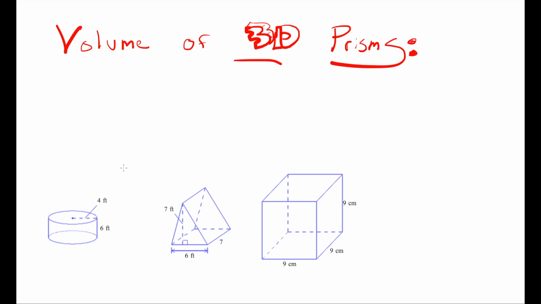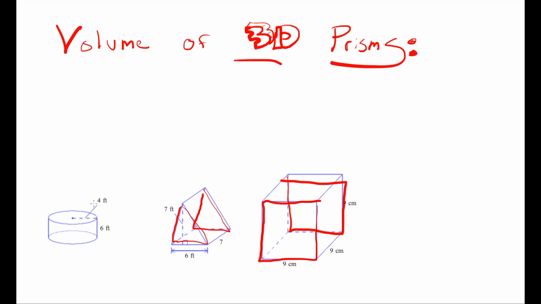Okay, we are talking about volume of prisms. Prisms are three-dimensional shapes where both ends are the same shape. So here we have a triangle on both ends. Here we have a rectangle on both ends. Well, this rectangle happens to be a square.